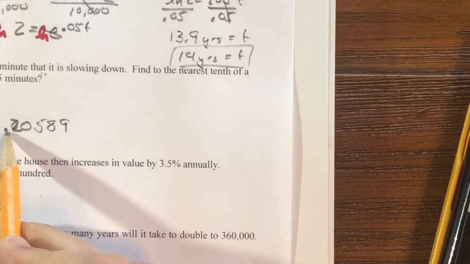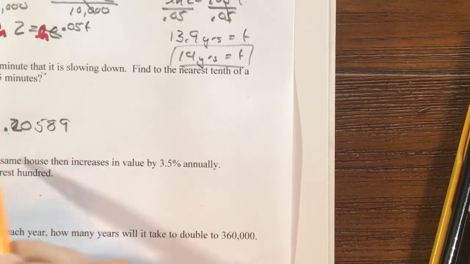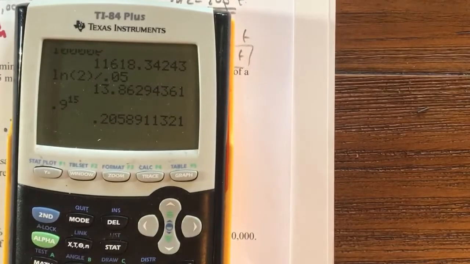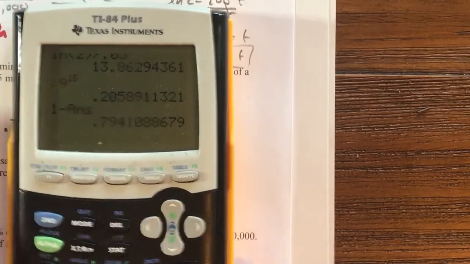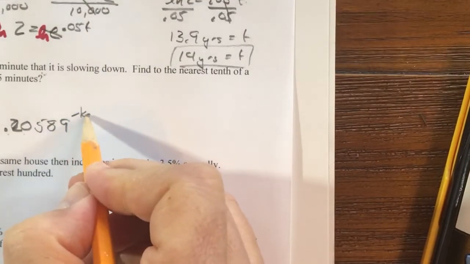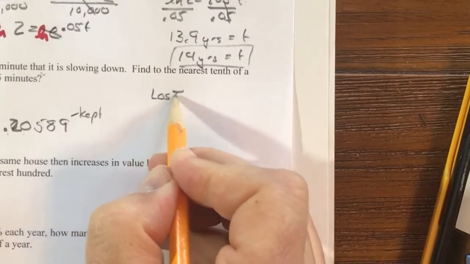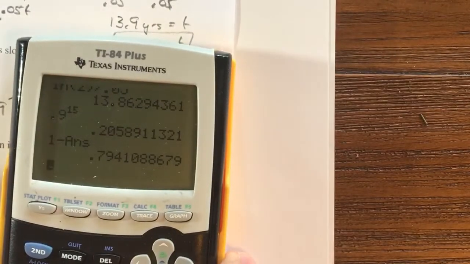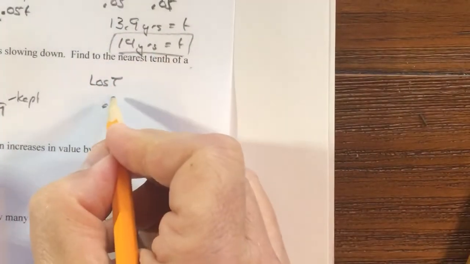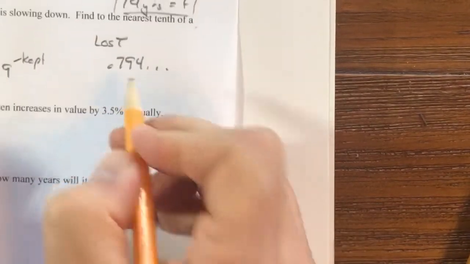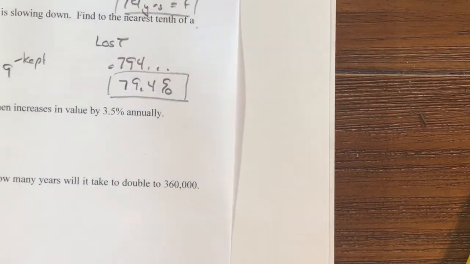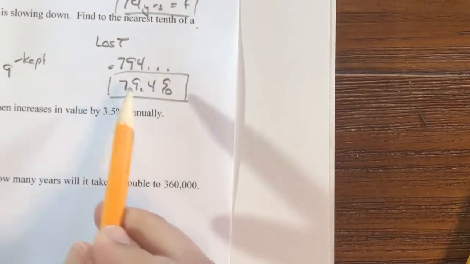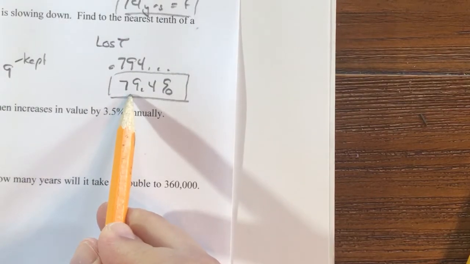Now be careful, that's not the answer. This is what I'm keeping. What did I lose? So I got to subtract that, 1 minus that answer. So I lost 0.794, which is 79.4% was lost. Okay. So if you keep losing 10% every minute, after 15 minutes, you've lost almost 80%. Tricky question because it's decreasing, not increasing.